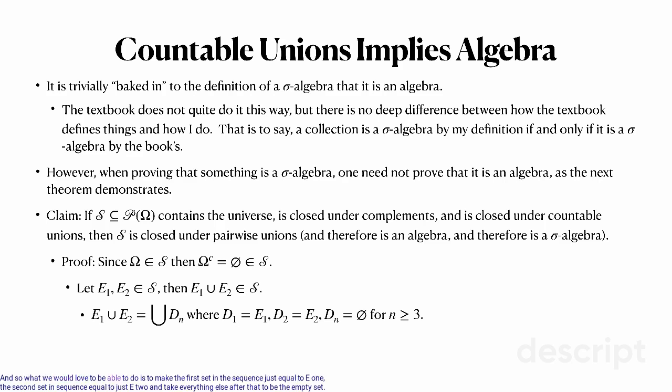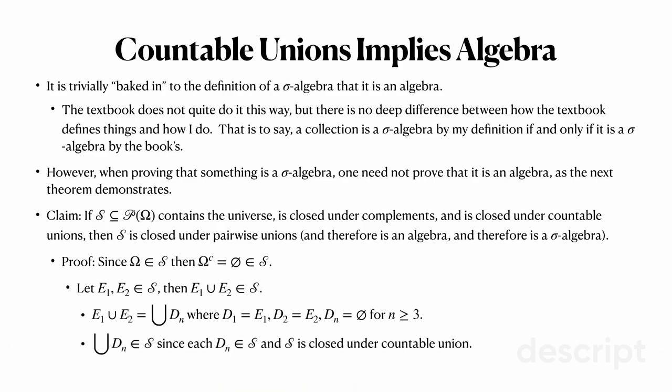And so what we would love to be able to do is to make the first set in the sequence just equal to E1, the second set in the sequence equal to just E2, and take everything else after that to be the empty set. But in order to do that, we'll need to know that the empty set is in our sigma algebra. And although it follows very easily, we should go ahead and mention why we know this. So because omega is in S by assumption, its complement is the empty set, and that is in S because of closure under complement. So there you have it. Now everything that I've described about how we're going to implement the rest of the proof follows immediately, and we're done.